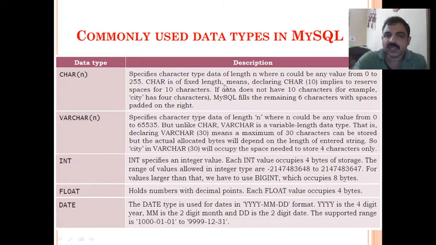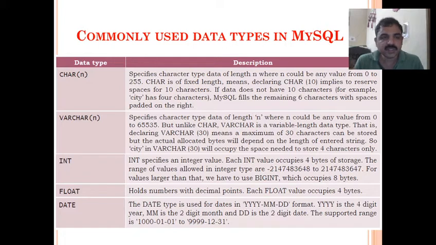Character is of fixed length, means declaring character of 10 implies the reserved spaces for 10 characters. So if I declare character 10, it occupies 10 bytes in memory. If data does not have 10 characters, for example city has 4 characters, MySQL fills the remaining 6 characters with spaces padded on the right. Means if you declare 10, then you use only 4, the remaining spaces also will be filled. So totally 10 bytes are occupied. It is a fixed length.